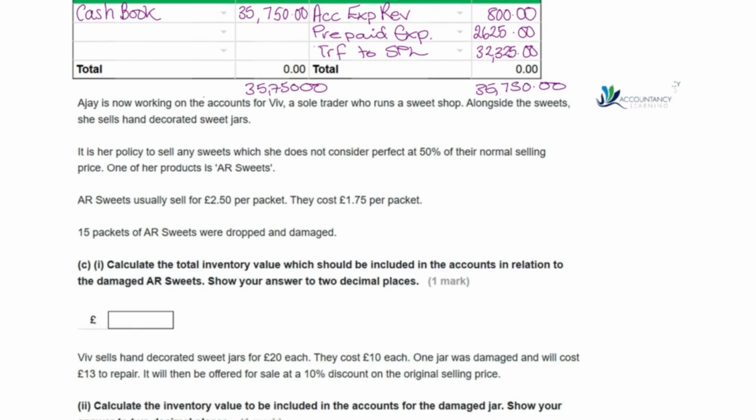AJ is now working on the accounts for Viv, a sole trader who runs a sweet shop. Alongside the sweets, she sells hand-decorated sweet jars. It's her policy to sell any sweets which she does not consider perfect at 50% of their normal selling price. One of her products is called AR Sweets. They usually sell for £2.50 per packet, and they cost £1.75 per packet. 15 packets were dropped and damaged, so they're not going to be perfect.